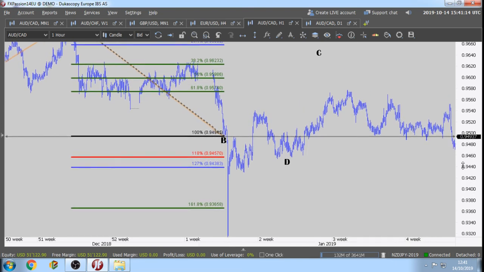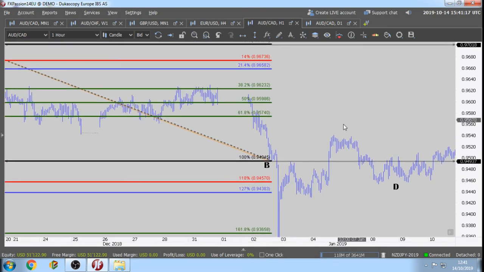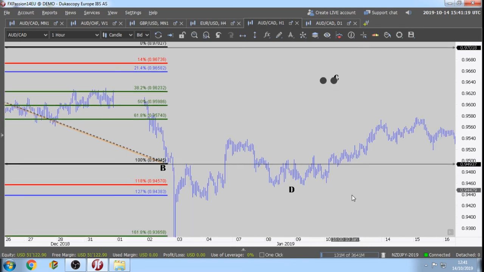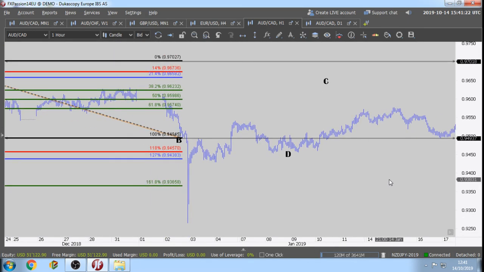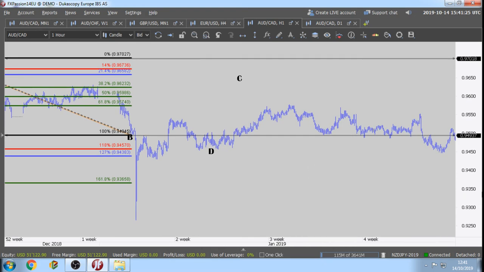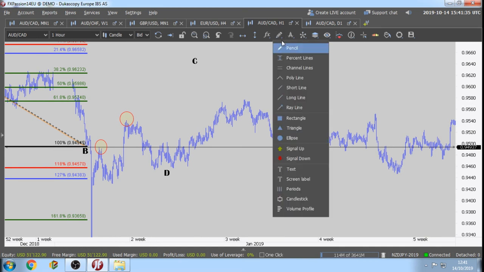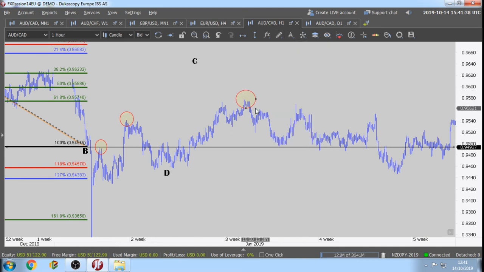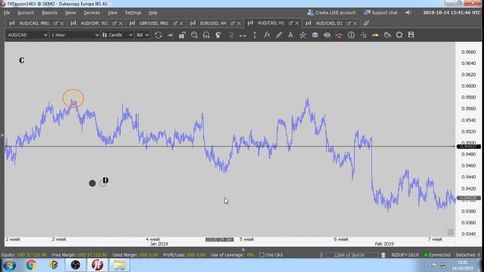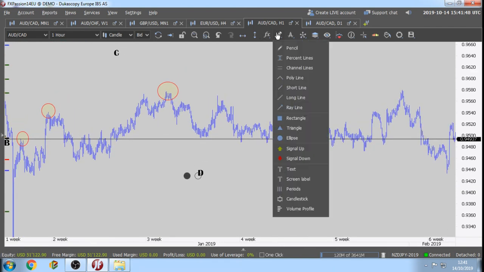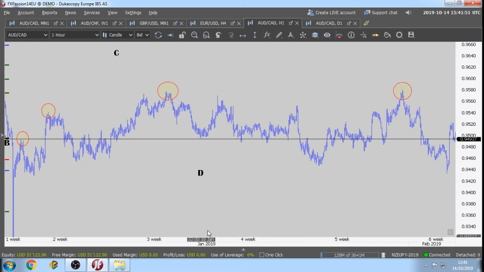Okay. So where is our C? Question everybody, where is our C? I'm going to give you a few examples. Is our C the circle number 1? Is our C the circle number 2? Or is our C the circle number 3? Which one is the C, everybody? Or is the C the circle number 4? Which one is the C?